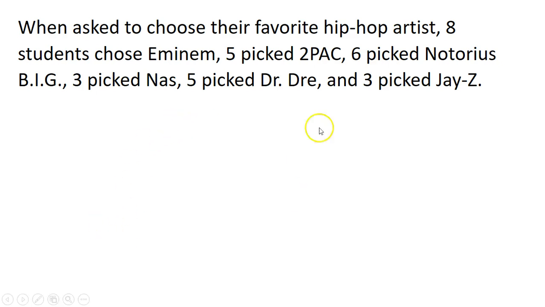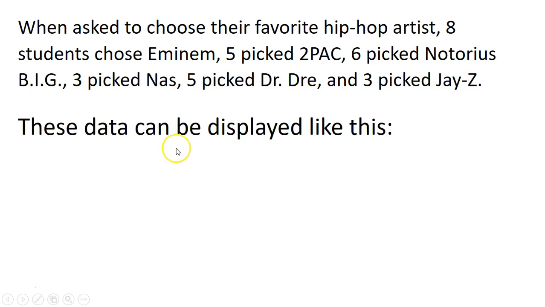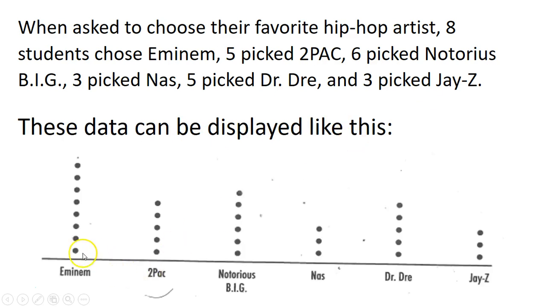When asked to choose their favorite hip-hop artists, 8 students chose Eminem, 5 picked Tupac, 6 picked Biggie, 3 picked Nas, 5 picked Dr. Dre, 3 picked Jay-Z. These data can be displayed like this, and this is a dot plot. A simple dot plot, just the number of dots who liked who is basically where it's at. Just have them spaced out like dot plots. That's all it is. There you go.